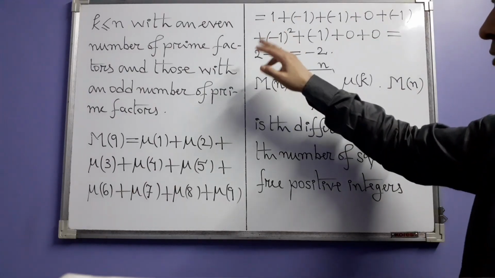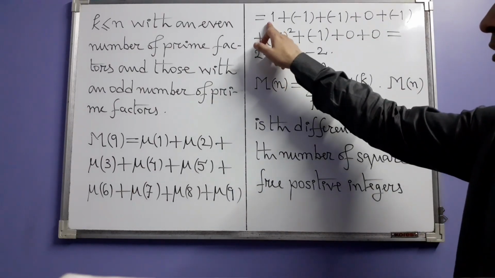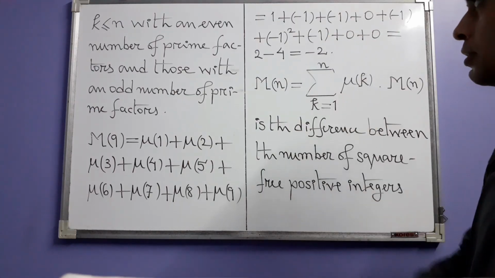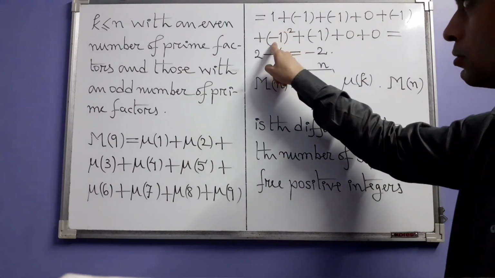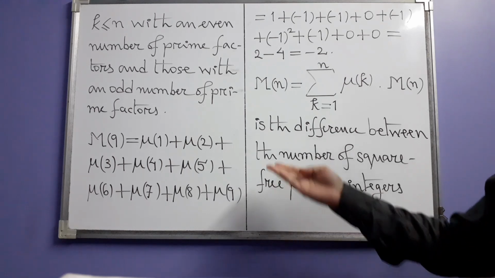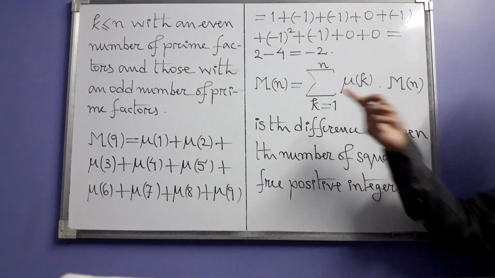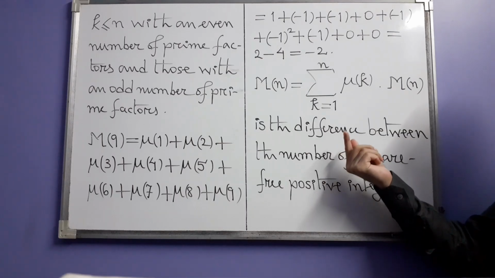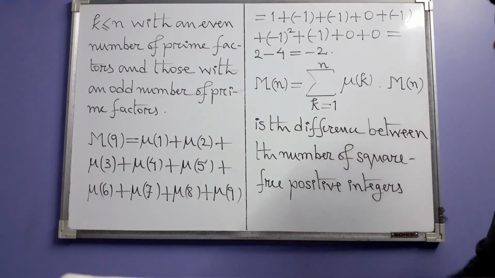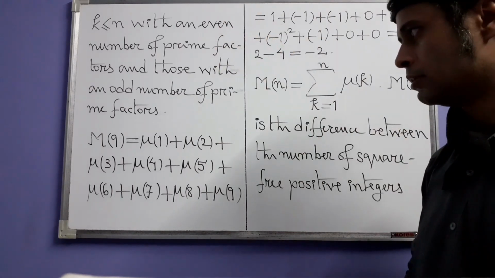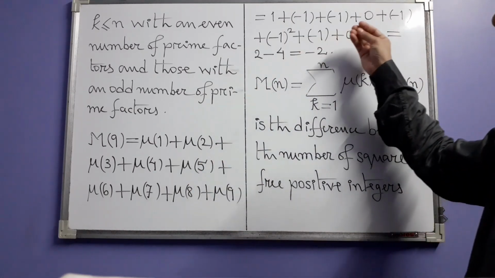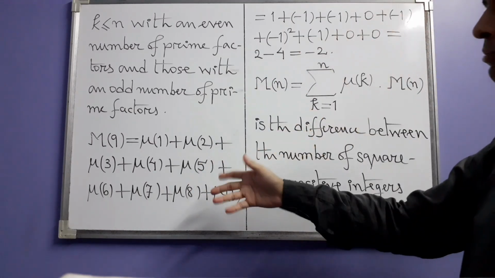The ones are coming slightly differently, but you may think of this one as minus 1 to the power 0. That is also 1. So for these two, we are getting 2. Now you see what is written here. M of n is the difference between the number of square free positive integers k less than or equal to n. Those numbers that are not square free have no contribution, so they have nothing to do with this sum.